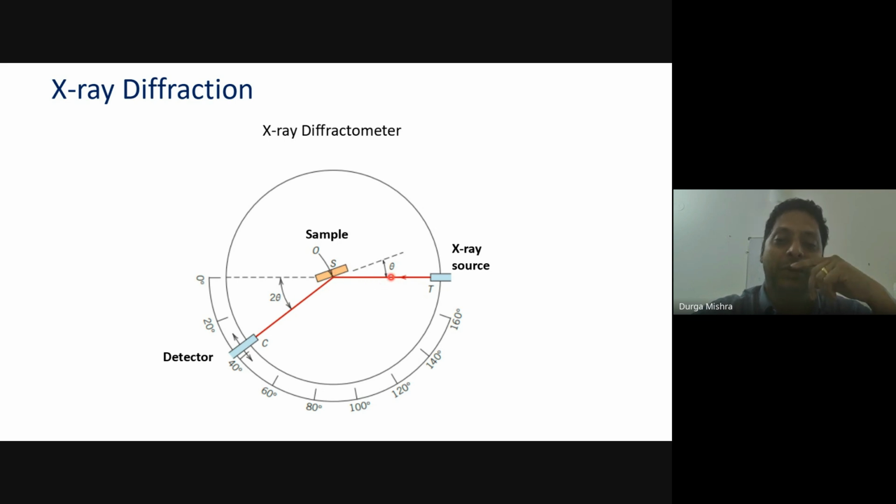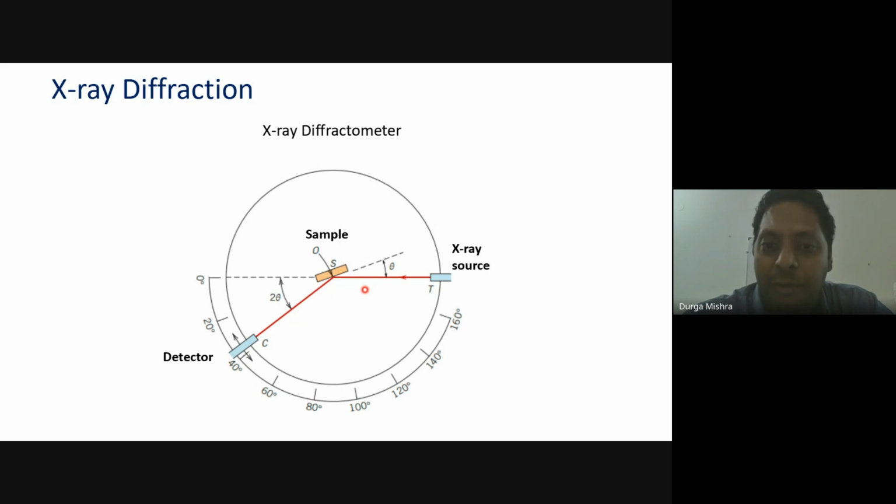If your X-ray is making an angle theta, you have to align so that your detector will always be at 2 theta. This is normally done nowadays by mechanical motions which are coupled. So if the sample moves by an angle theta, the detector will automatically move by angle 2 theta. And then you count the intensity of the electromagnetic radiation.